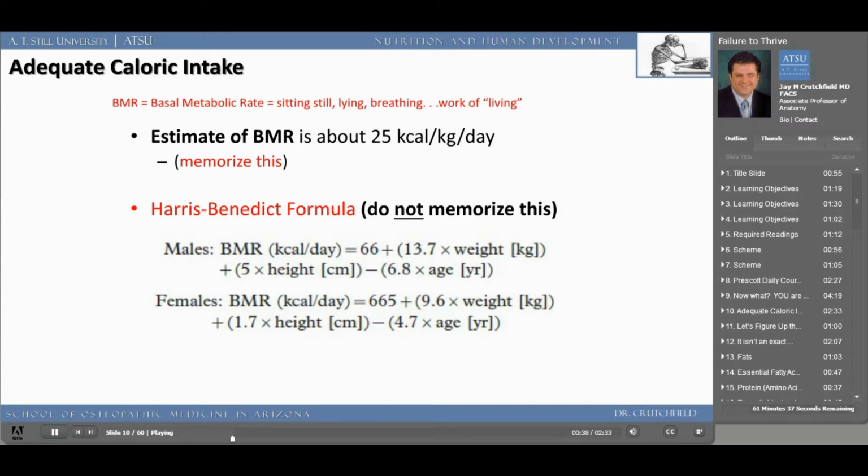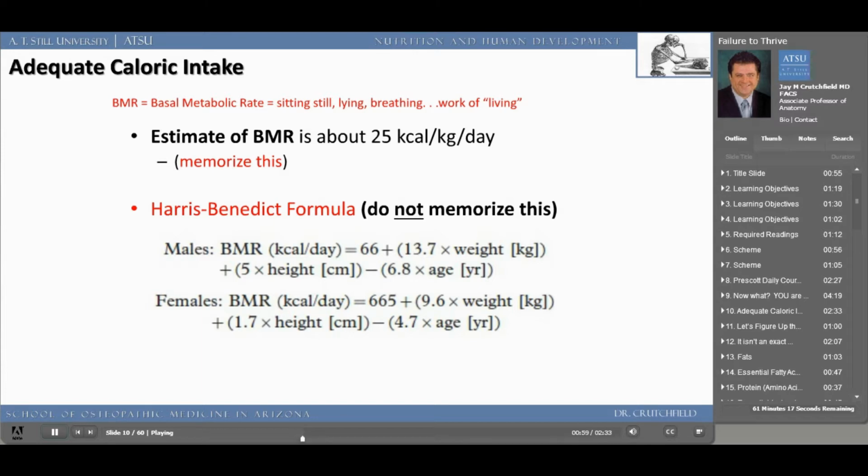Let's take a look at how to calculate the basal metabolic rate. The rate of lying still, sitting, breathing, not doing anything. In fact, sleeping is considered a little less than the basal metabolic rate. It's given a MET, M-E-T, a MET of 0.9. We'll talk about METs in a second.